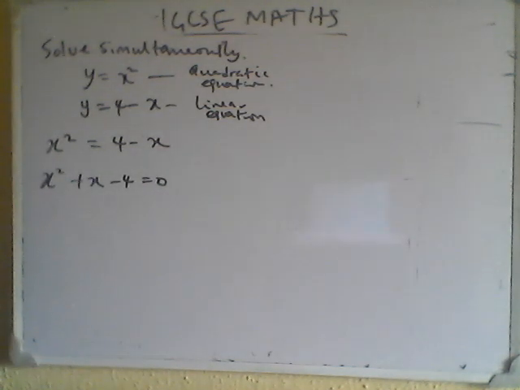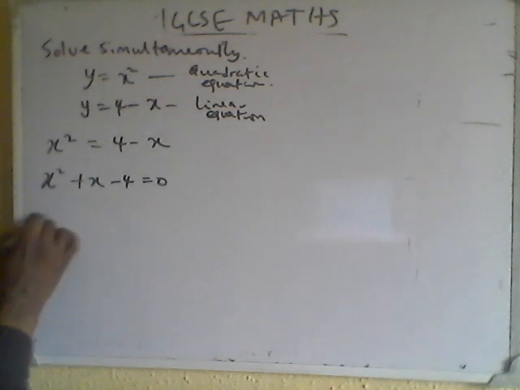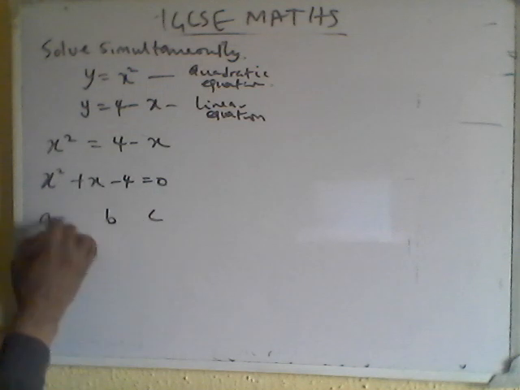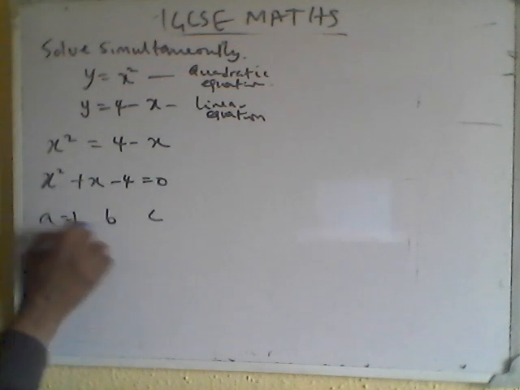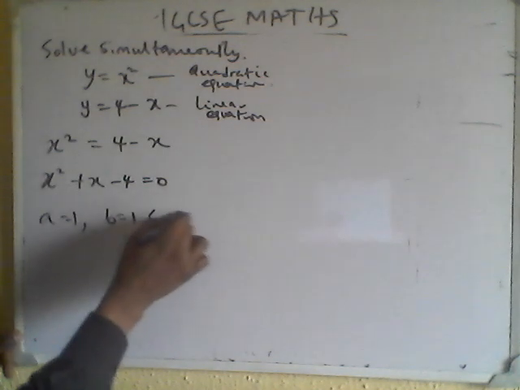Okay, so at this point, I will just solve the equation. I will just apply completing the square. No, let me use the formula method. Easy. I will identify a, b, and c. A here is 1 because this is the coefficient of x squared. B is 1, the coefficient of x is 1, and c is minus 4.